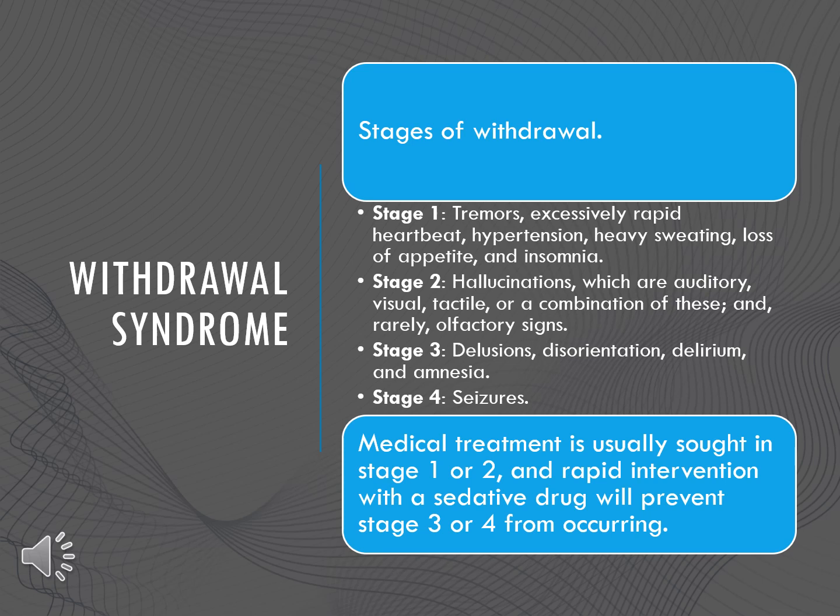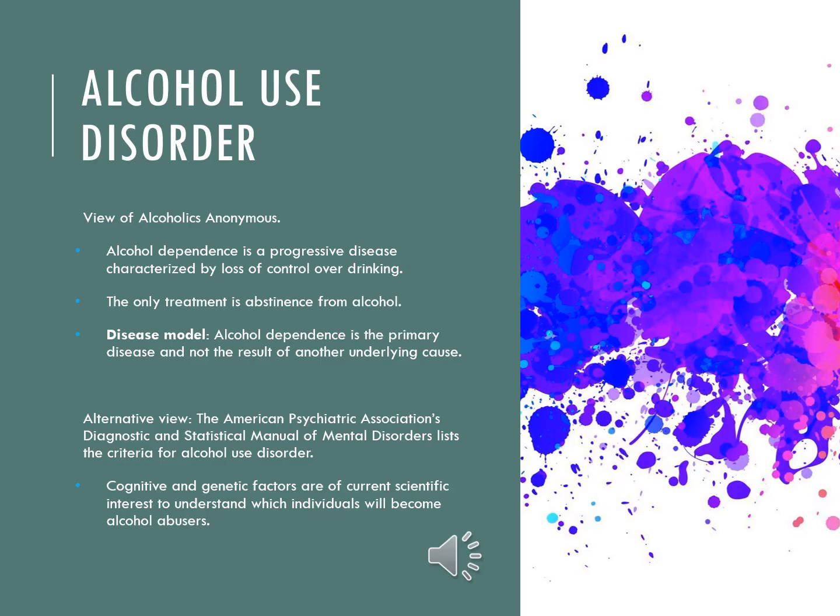Medical treatment is usually sought in stage 1 or 2, and rapid intervention with a sedative drug such as diazepam will prevent stage 3 or 4 from occurring. The old term delirium tremens is used to refer to severe cases, including at least stage 3. Tremors are one of the most common physical changes associated with alcohol withdrawal and can persist for a long period of time after alcohol intake has stopped.